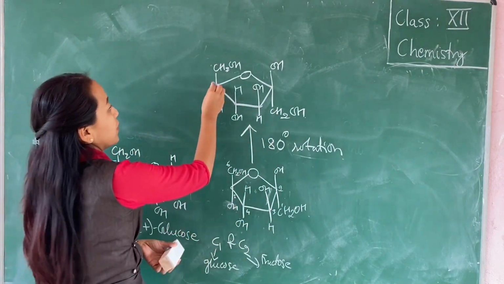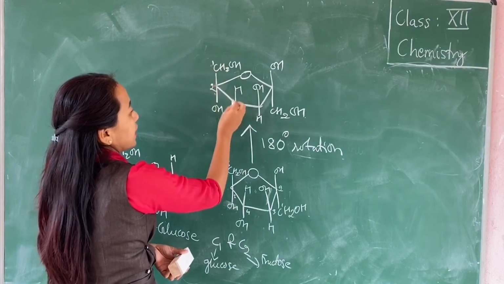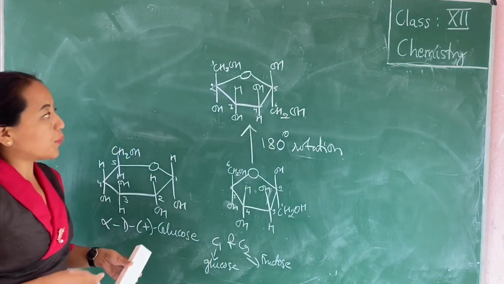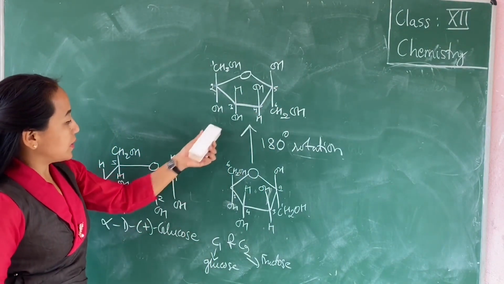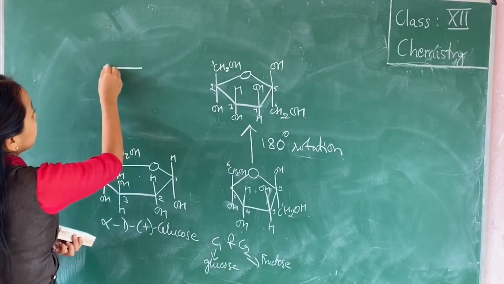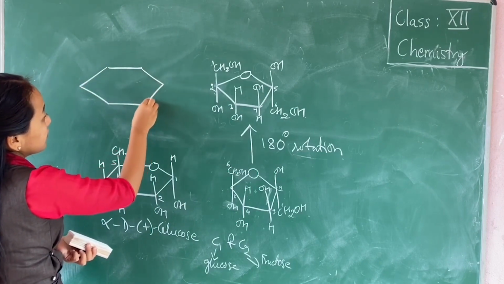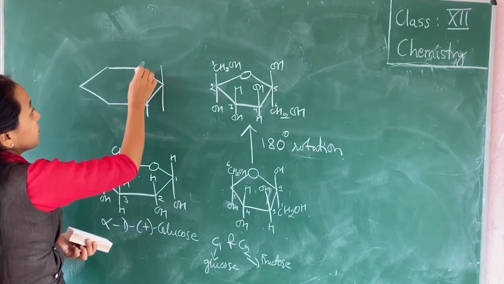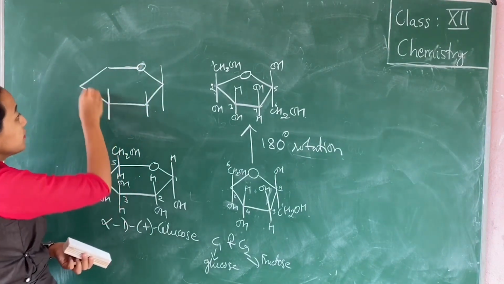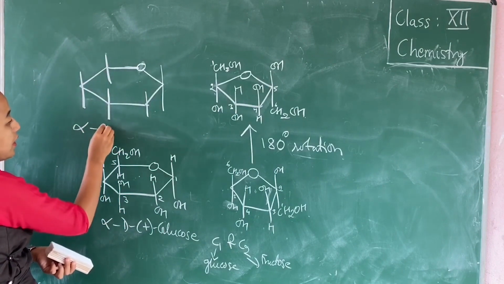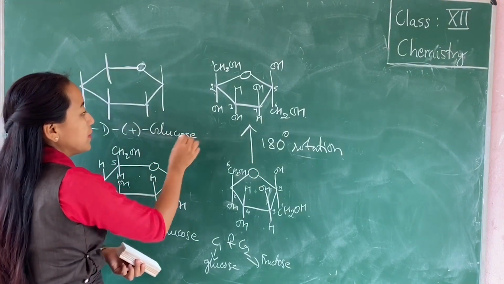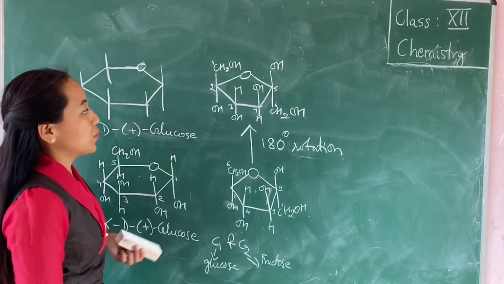You have the second carbon atom over here now. First, second, third, fourth, fifth and sixth. Now what happens is, this will now react with this. Now I'm going to write this over here. Glucose, which is a 6-membered ring, 1 oxygen and 5 carbon atoms. And in this case it is alpha D plus glucose. So you must remember the structures of both glucose and fructose.